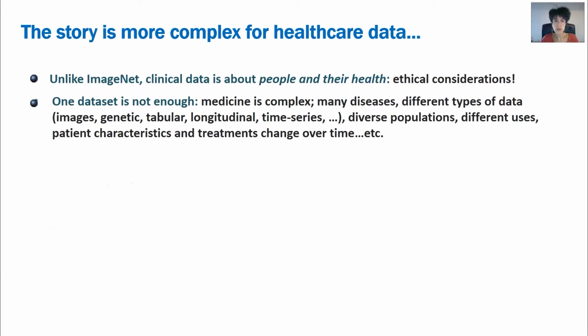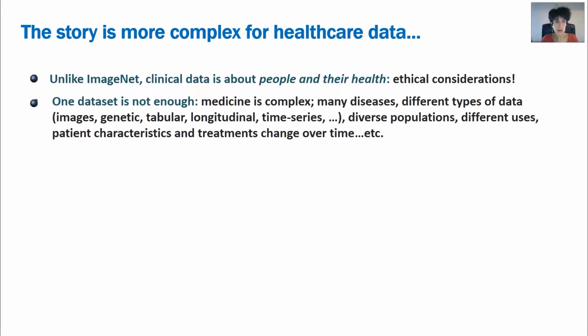Unlike in ImageNet, where we can always go and collect additional data, for instance, a new type of car or a cat in a different pose, whenever we would like to deal with a new setting, clinical data is about people and their health. So we cannot just go and collect more data whenever we want. There are ethical considerations we need to take into account. And also it may be that a rare disease does not enable us to just go and collect yet another patient that has this particular disease at this particular progression stage.